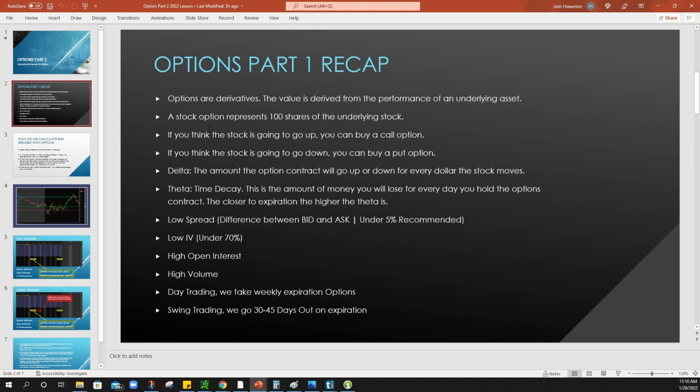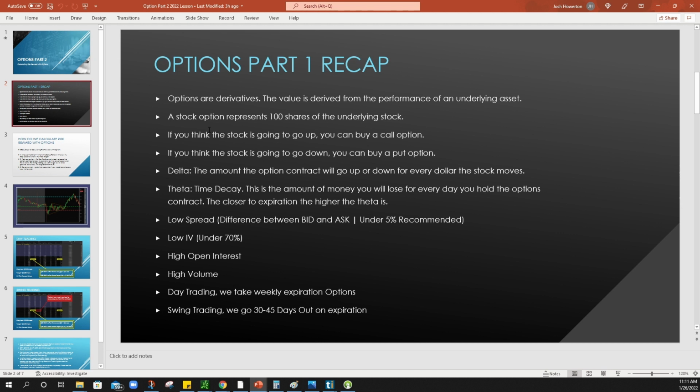Well, with options, you have what's called theta, the time decay. Again, time works against you. Eventually, those options will expire, and they will expire for $0. They will expire worthless. The theta is the amount of money you will lose for every day you hold the options contract. The closer to expiration, the higher the theta is.